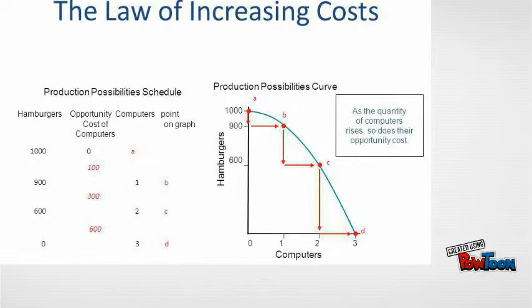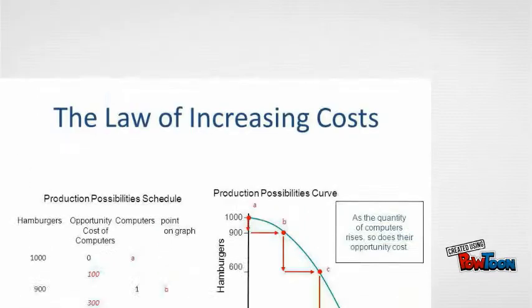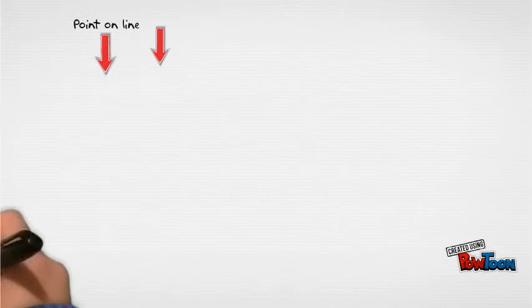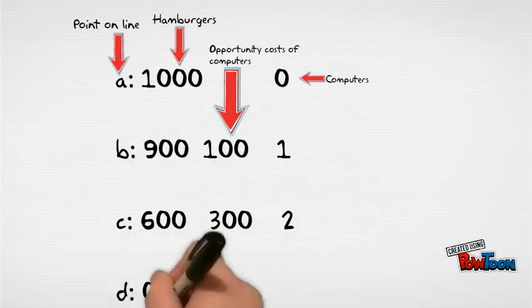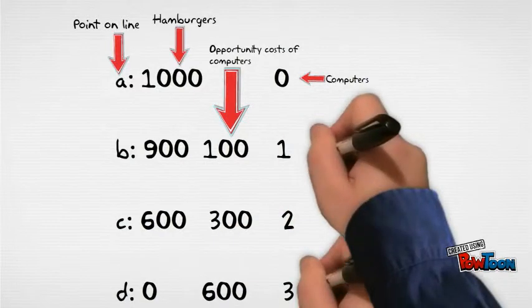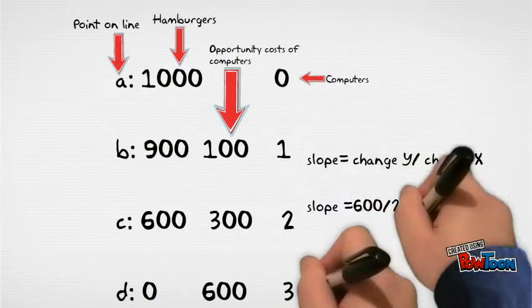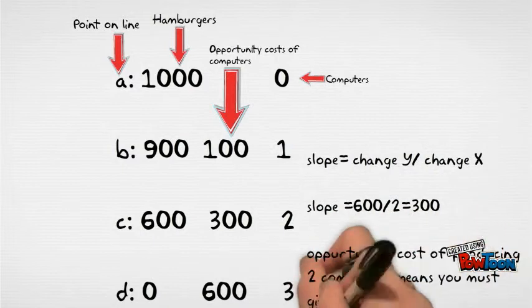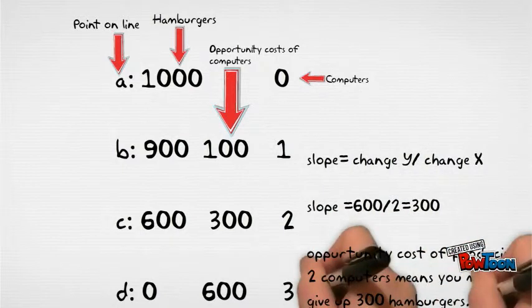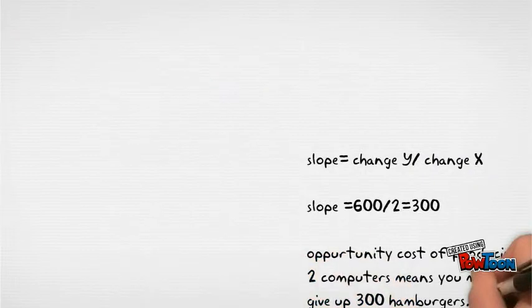Take this for example. You see from point A, it goes to point B, and you use 100 hamburgers. That is your opportunity cost. To take a closer look at this, you will calculate the slope formula, change in y over change in x. You'll do 600 divided by 2 to get 300. 300 is the opportunity cost of producing 2 computers.